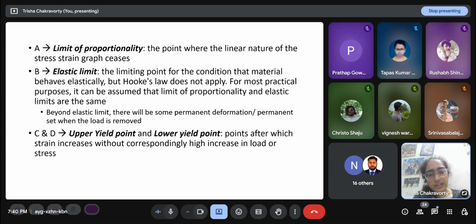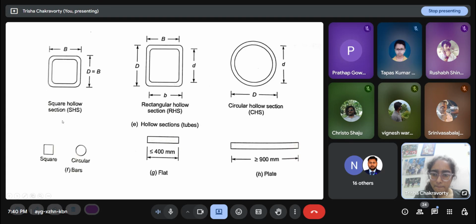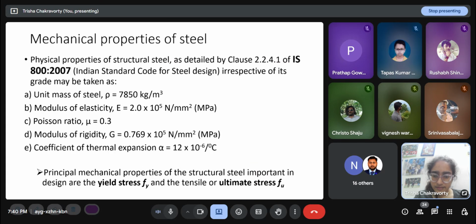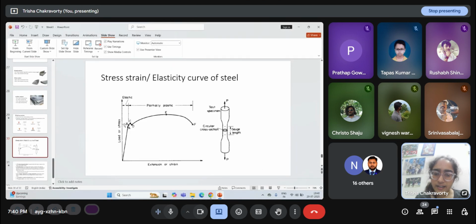C and D are the upper and lower yield points, points after which strain increases without a correspondingly high increase in load or stress. C and D are also very close by, and whatever the stress corresponding to them, that is my yield stress Fy. The yield stress Fy is the stress corresponding to the point C or D. Then after that, the material starts to flow.